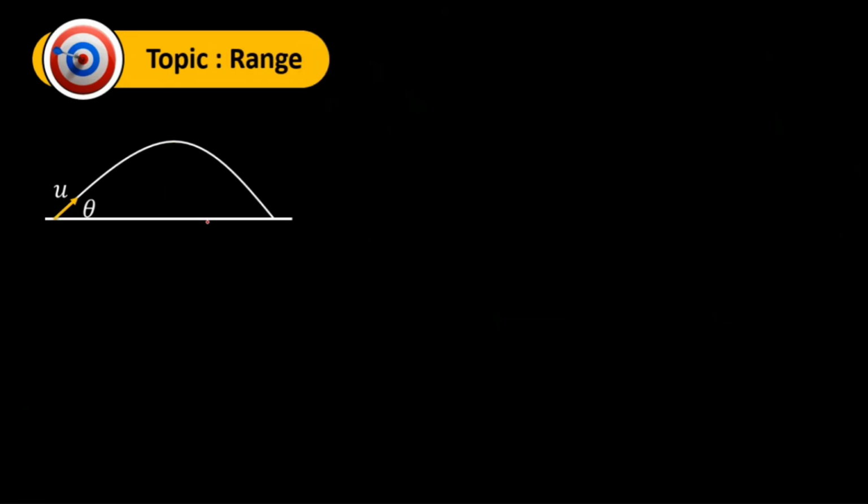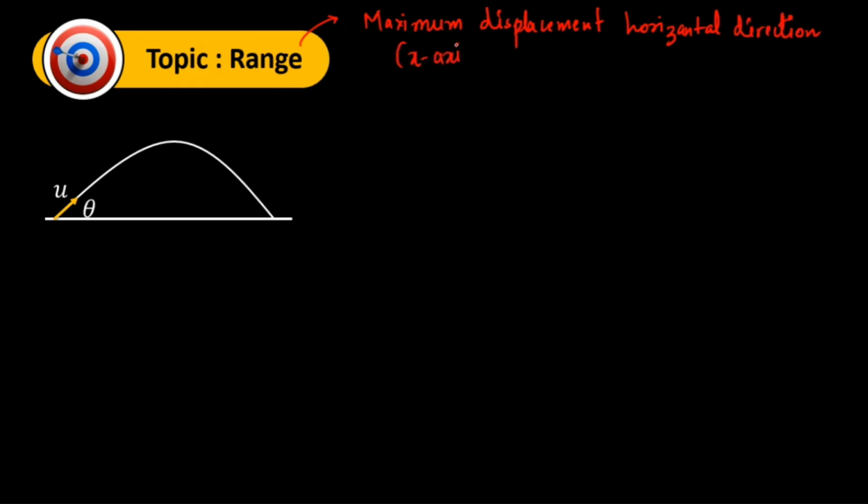Let's move ahead. Now let's talk about range. As I already told, range is the maximum displacement in horizontal direction. Horizontal direction means we're talking about the x-axis. The particle starts from point A and reaches point C. This displacement in the x-axis is referred to as the horizontal range, and we have to find this horizontal range here.